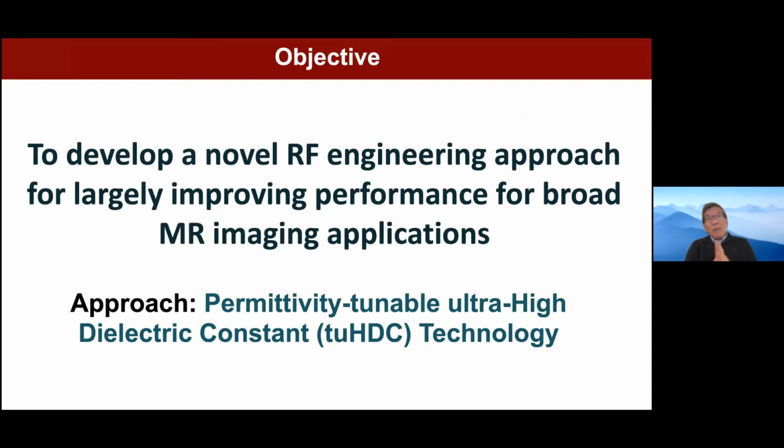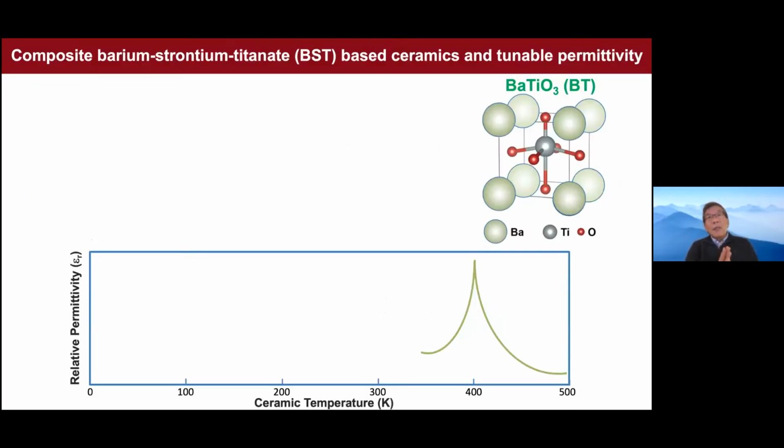So that's actually one objective of this talk, and we developed the so-called permittivity tunable ultra-high dielectric constant technology, called TUHDC. This slide shows the simple concept using one kind of crystal or ceramic material, called barium titanate, or BT. The bottom shows the permittivity dependence on temperature. You can see the very, very huge tuning range is very sensitive to temperature, but at a high temperature, meaning more than 400 Kelvin.